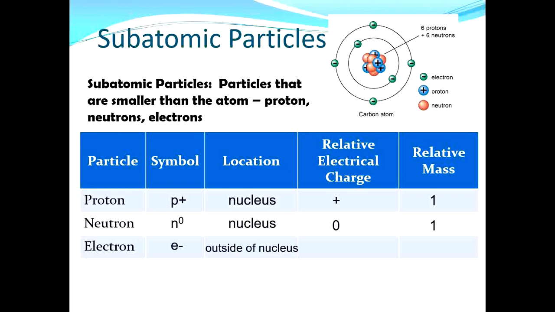Electrons are outside of the nucleus, and electrons are negative, and electrons have a really small mass, and so we say that electrons basically have no mass. It's negligible. So where does the mass of an atom come from? It really comes from the protons and the neutrons, okay? So that's why we say that the nucleus is dense. The nucleus is dense, and the nucleus is positive. The outside of the atom, that is negative.